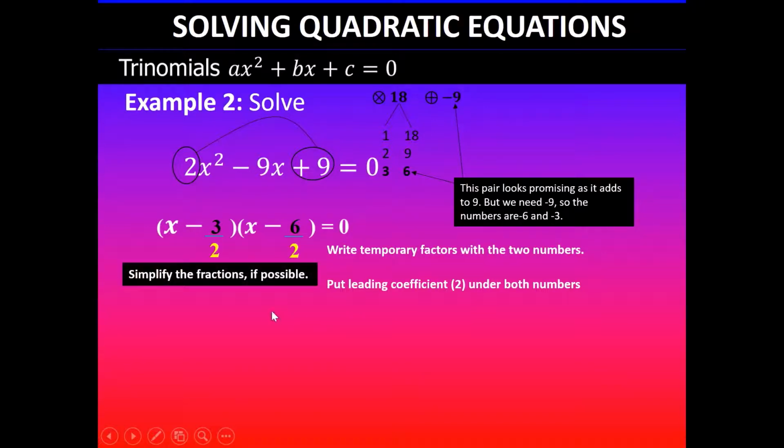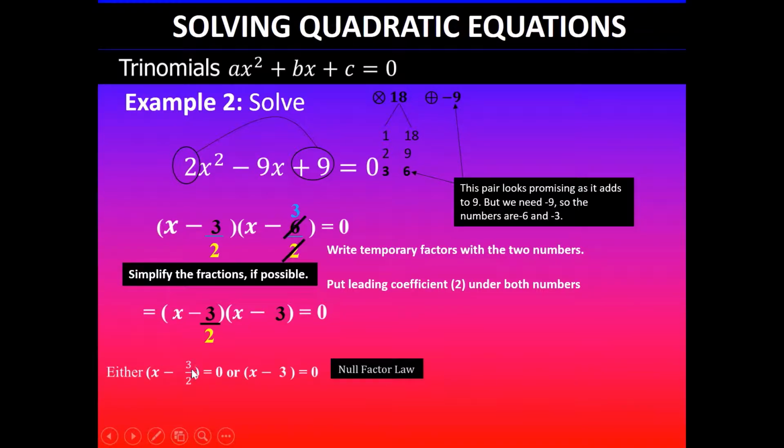What you then need to do is simplify the fractions if possible. This is already in simplest form, but I can simplify 6 divided by 2. So 2 goes into 6 3 times, and that gives us x minus 3 over 2 into x minus 3 is equal to 0. Now I will use the null factor law. This means either x minus 3 over 2 is equal to 0 or x minus 3 is equal to 0, and then we can quickly solve for x.